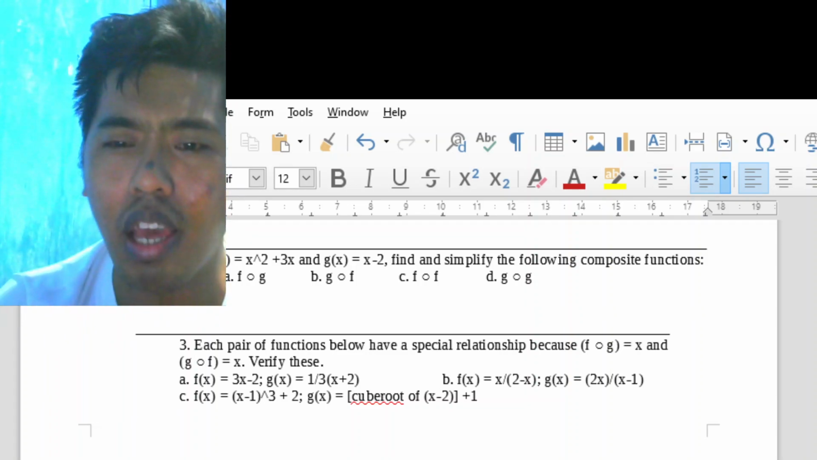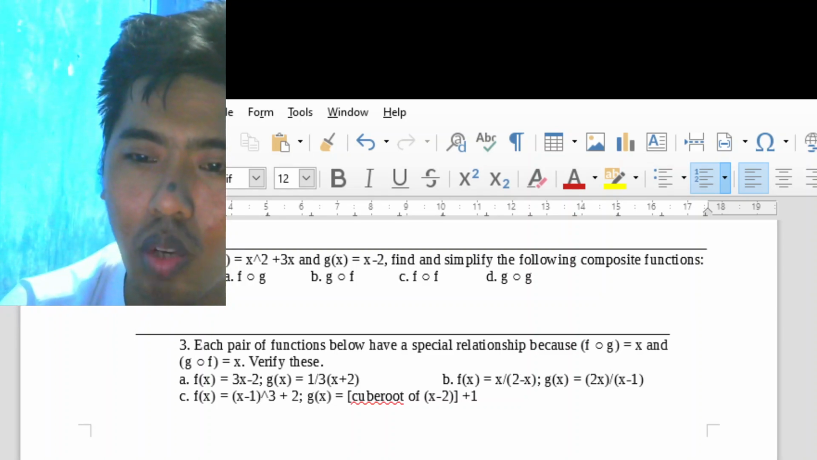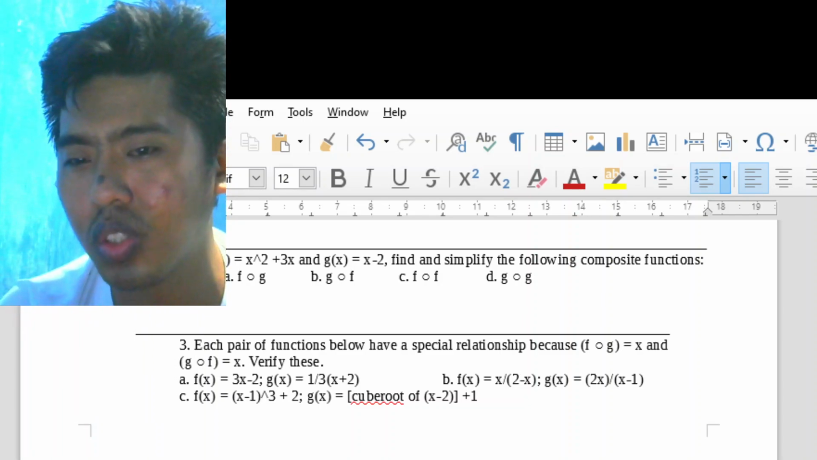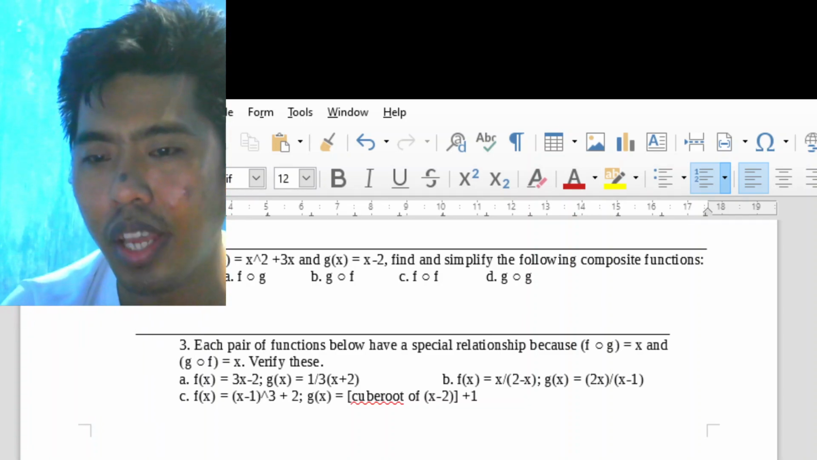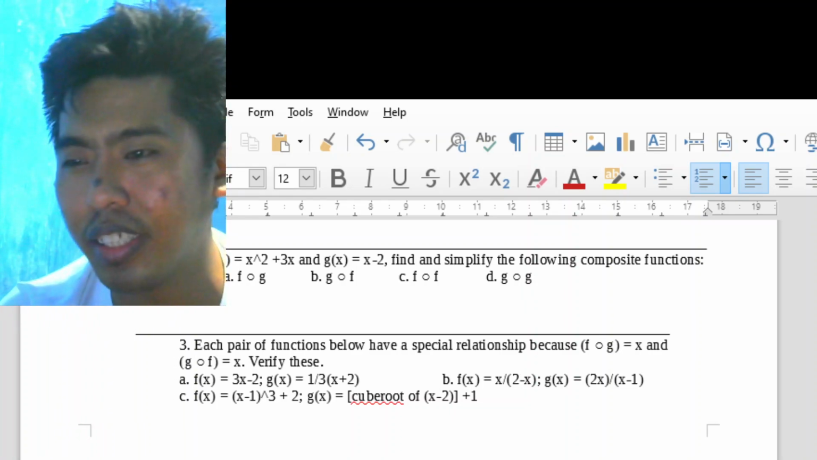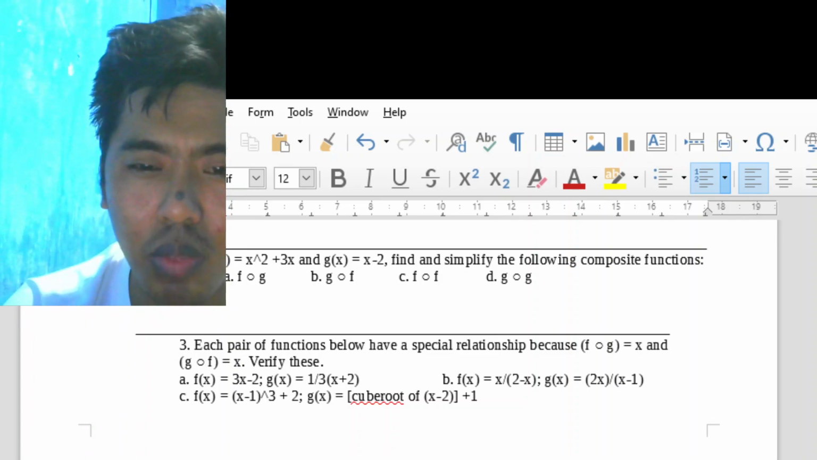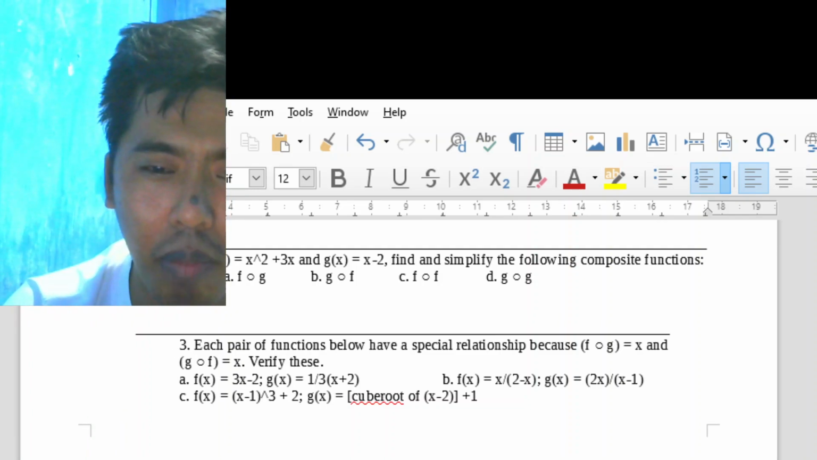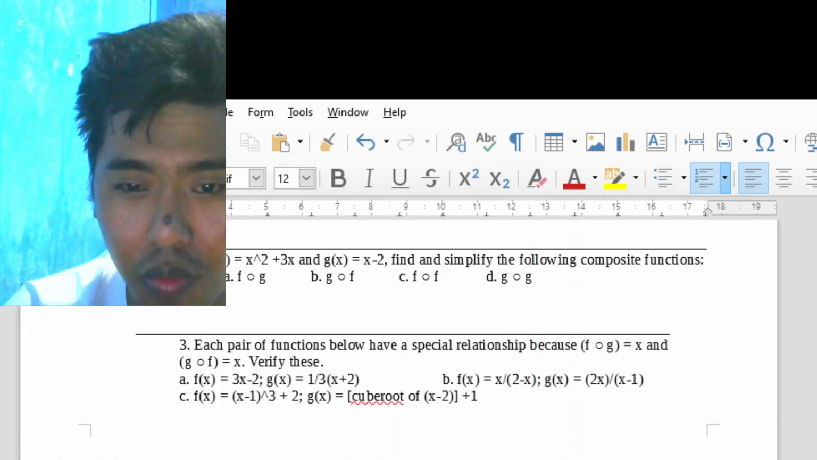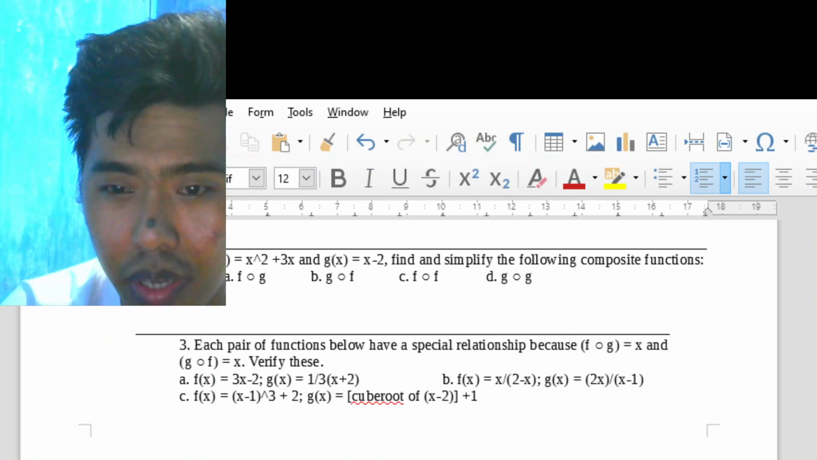Okay, letter B, f of x is equal to x over the quantity of 2 minus x. Then g of x is equal to 2x all over x minus 1. And last but not the least, for letter C, f of x is equal to the quantity of x minus 1, that being powered by 3 plus 2. And now for g of x is equal to the cube root of x minus 2.